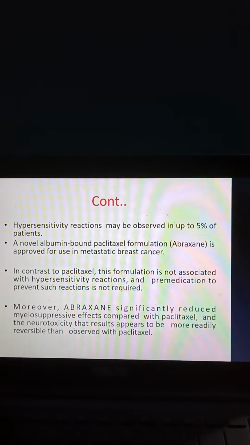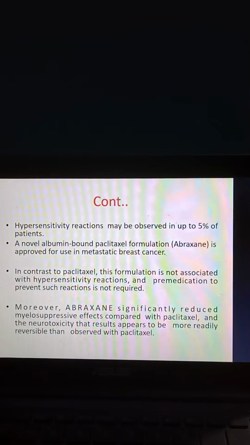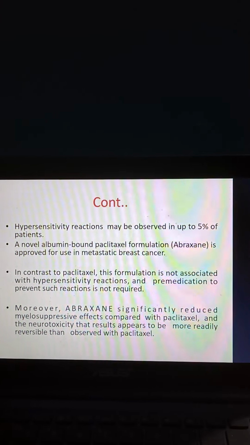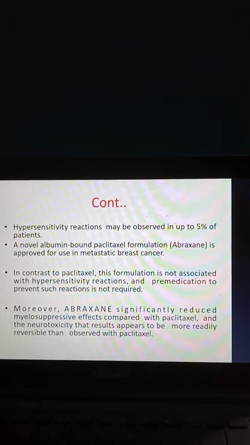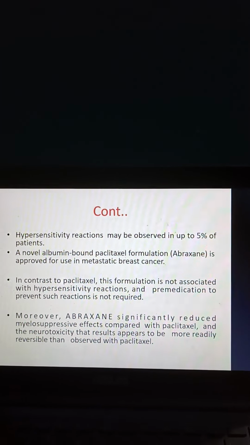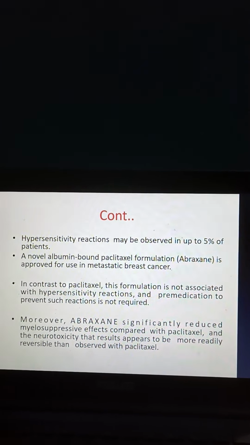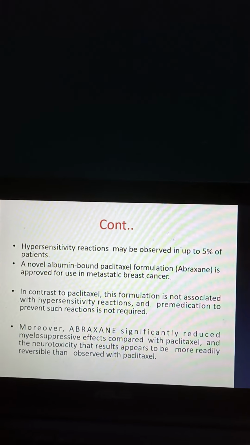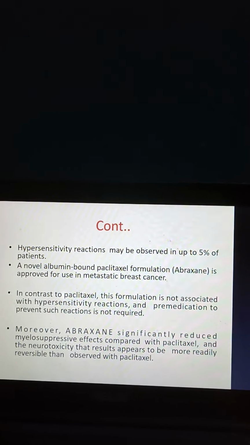Hypersensitivity reaction may be observed in up to 5% of patients. A novel albumin-bound paclitaxel formulation, Abraxane, is approved for use in metastatic breast cancer.